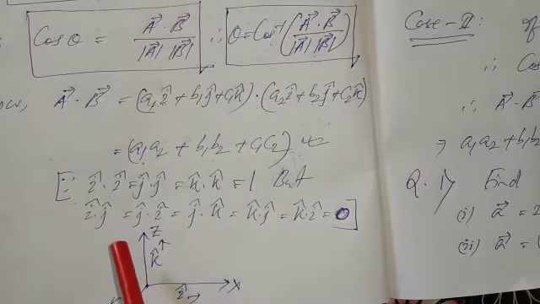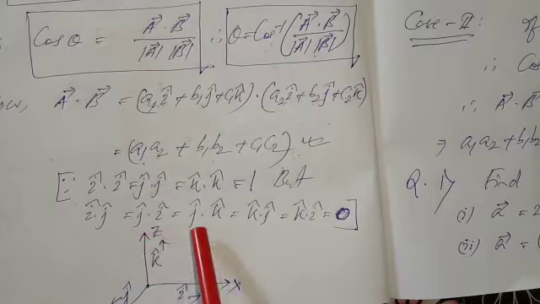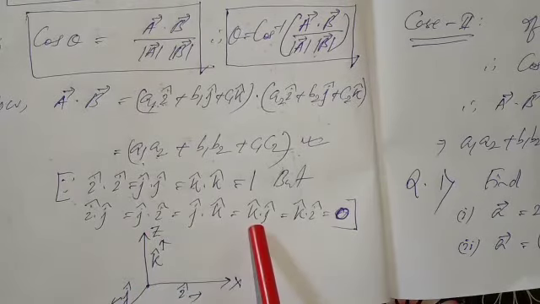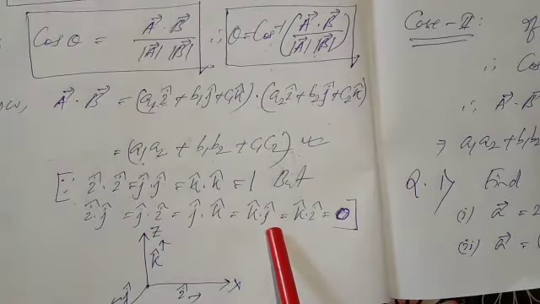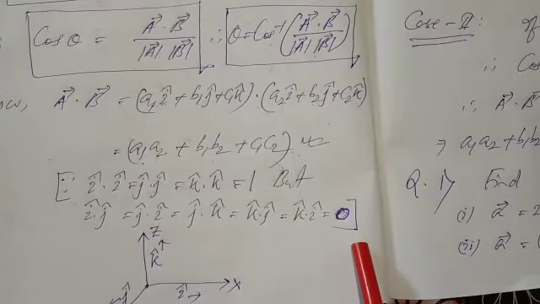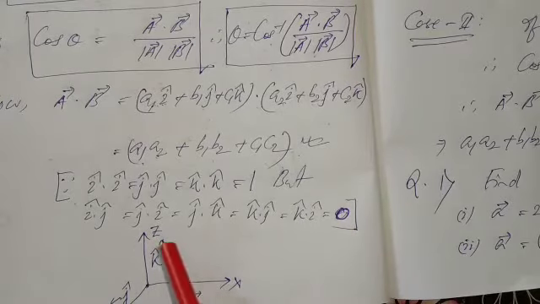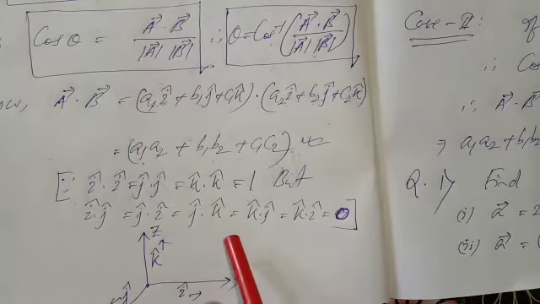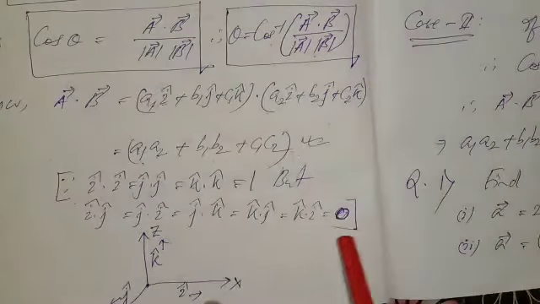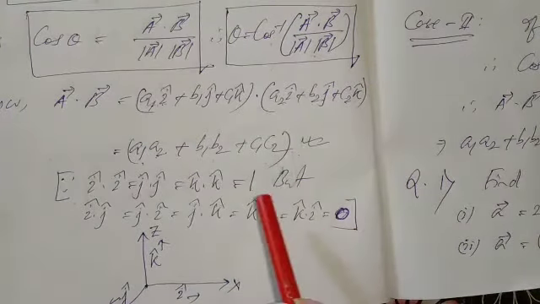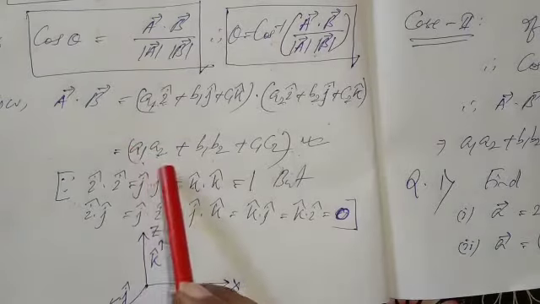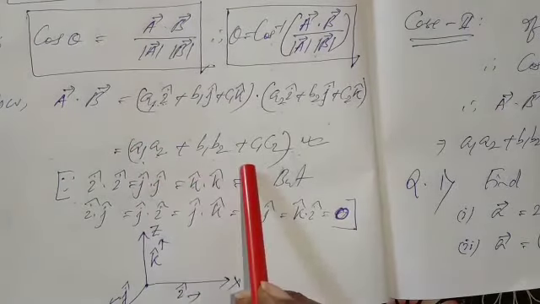But i dot j means the angle is 90 degrees. So i dot j, j dot i, j dot k, k dot i, k dot j, all of these will be 0, because the angle between the two vectors i and j, or j and i, or k and i is 90 degrees, and cos 90 equals 0. Therefore, the final result a dot b is equal to a1a2 plus b1b2 plus c1c2.